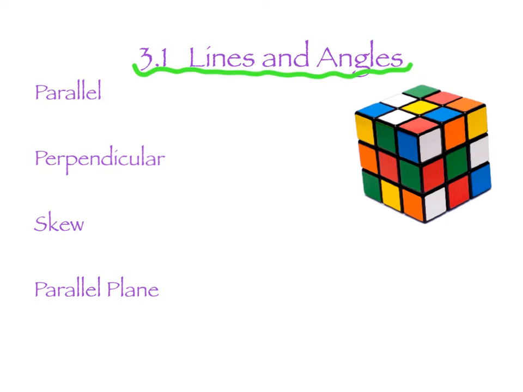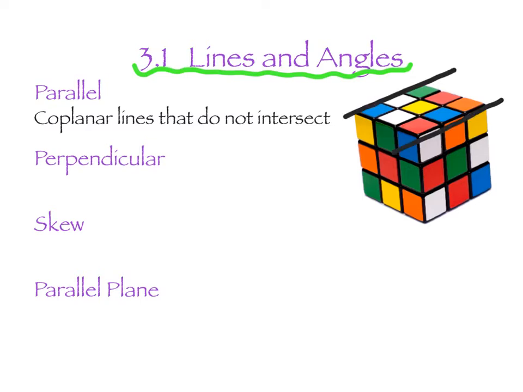So here we go into chapter 3. The 3.1 is going to be lines and angles, and you know a lot of these. Parallel lines are obviously coplanar lines that do not intersect. On this cube, examples of parallel lines would be the lines along edges. This guy would be parallel to this guy. He would also be parallel to this guy. Those would be parallel lines.